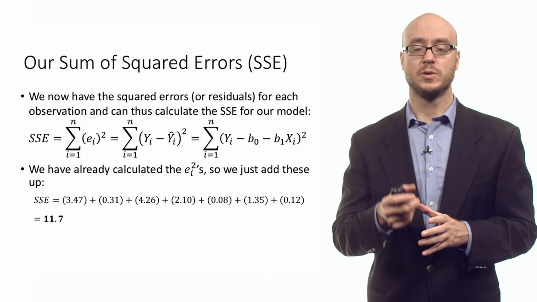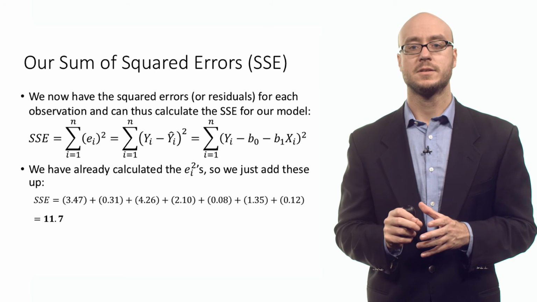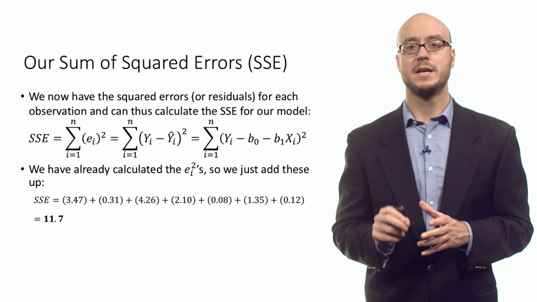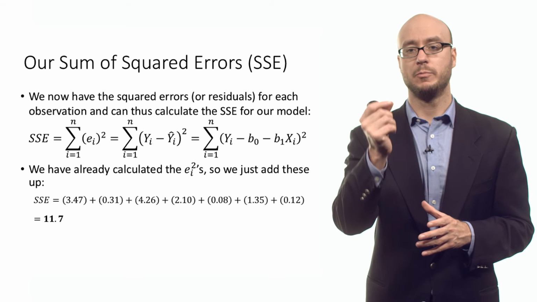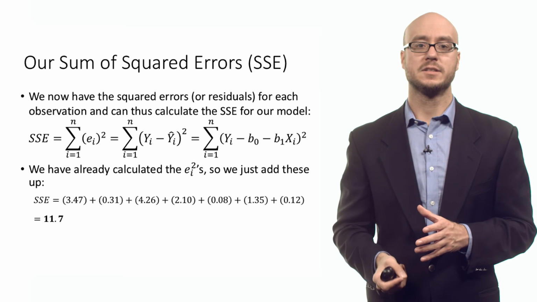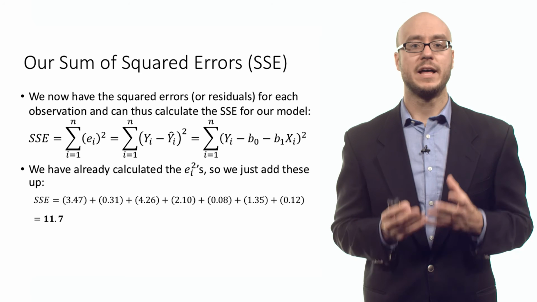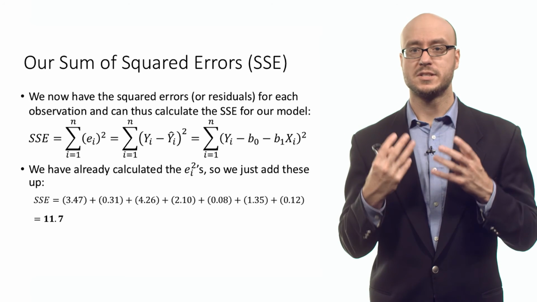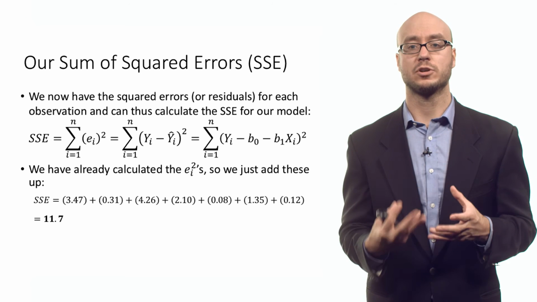All we're doing is taking these errors, the y minus the y hat. We square them so they're positive, and then we add them all up. We calculate the sum of the squared errors, and we get this value of 11.7. This is the sum of the squared errors for our cricket chirps line.